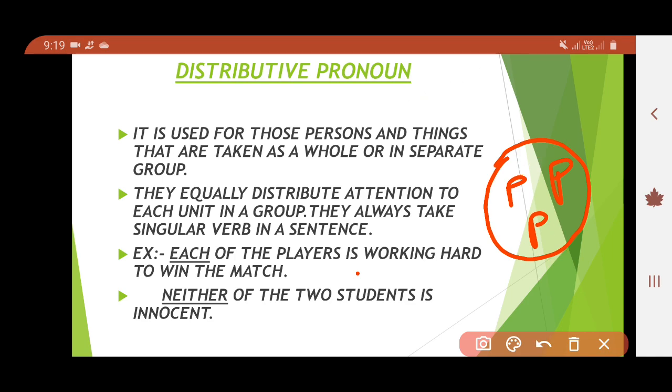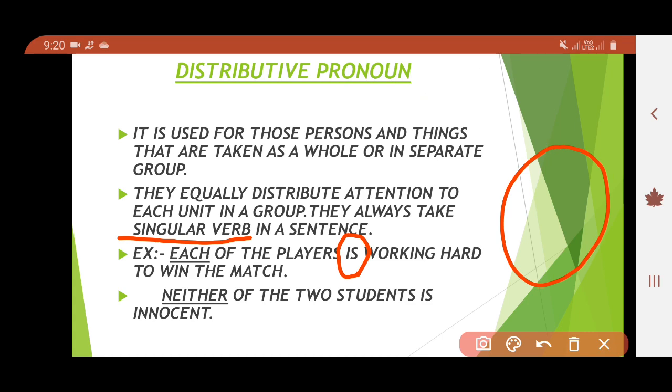Now you can see that we learned that they always take a singular verb, yes or no? So in this sentence you can see the singular verb. Each of the players: in the group of players there are several members, so each is given importance. There are many players, yes or no? But the verb that is used is always in singular form, is. Okay, is is used, are is not used. So this is the singular verb in the sentence, that is.